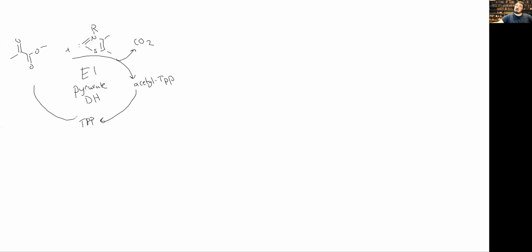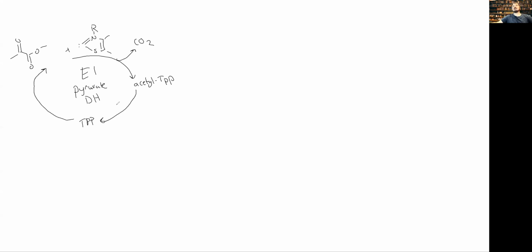Enzyme 1 is our pyruvate dehydrogenase. Okay. We end up starting with our pyruvate. We're going to bind onto TPP, so I'll draw our TPP. We're going to form an acetyl TPP. Okay, so here, we're going to lose our CO2. And then we're going to drop that TPP off, and we're going to pick up again.